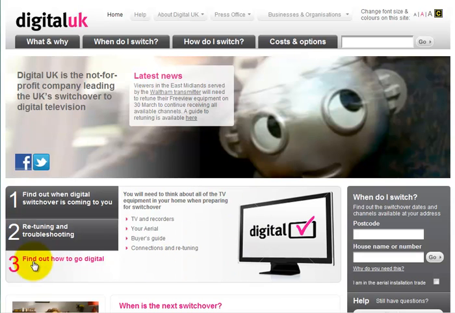So this whole box here is a navigational tool to get people to the answers they need quickly and efficiently, and that is going to satisfy users when they arrive on the site. It's going to provide a good user experience and is going to keep them here and hopefully convert them from a visitor to a customer, which for Digital UK is people understanding more about the digital switchover and preparing themselves accordingly.